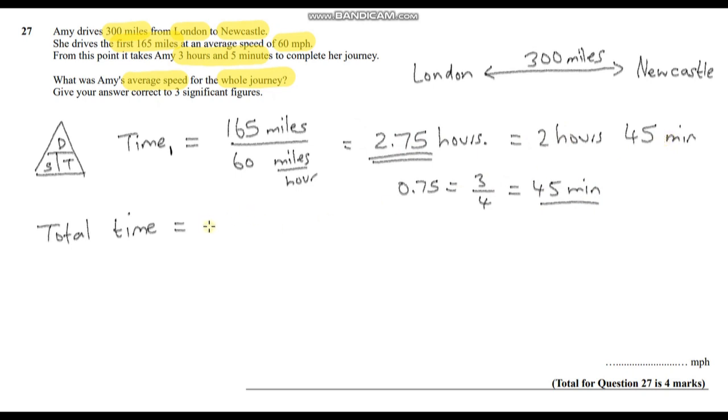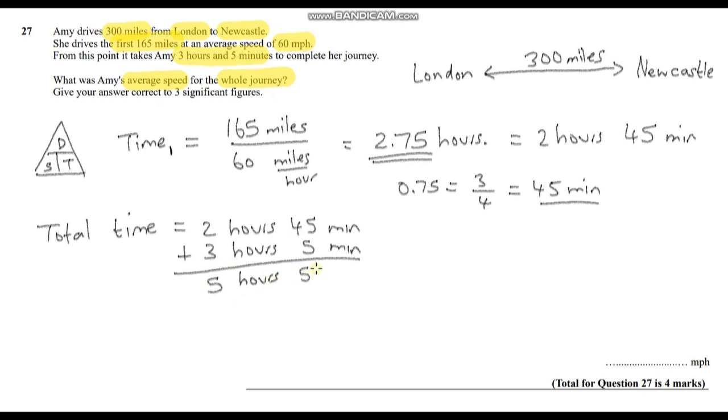So it's going to be 2 hours 45 minutes plus 3 hours and 5 minutes. So we just need to add these two together. So that's going to give us 5 hours and 50 minutes. Right, so we've got the total time.